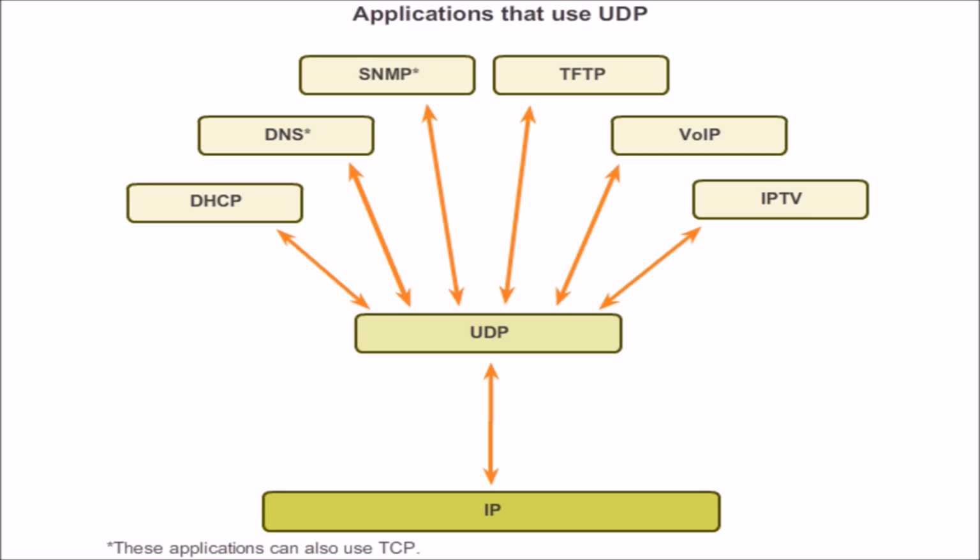Other types of applications well suited for UDP are those that use simple request and reply transactions. This is where a host sends a request and may or may not receive a reply. One example of this type of application is DHCP. DNS and SNMP are examples of simple request and reply transactions that most commonly run over UDP. However, these two applications can be run over TCP as well.